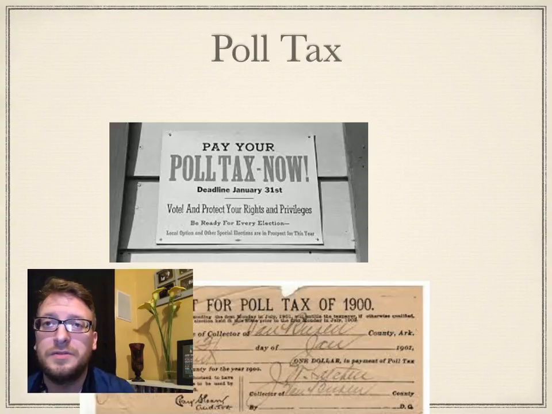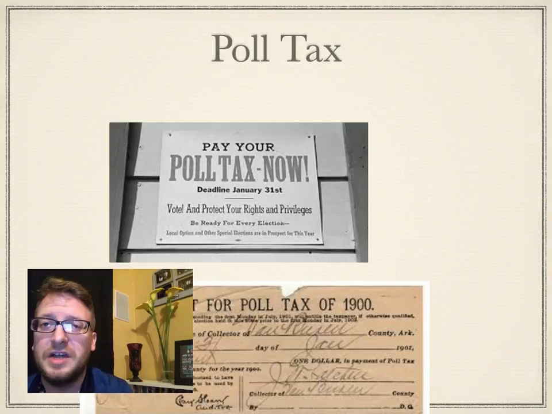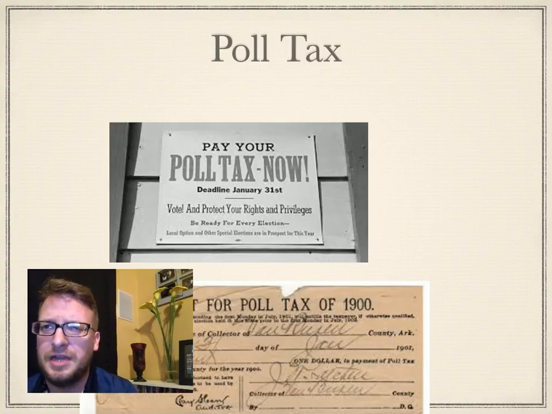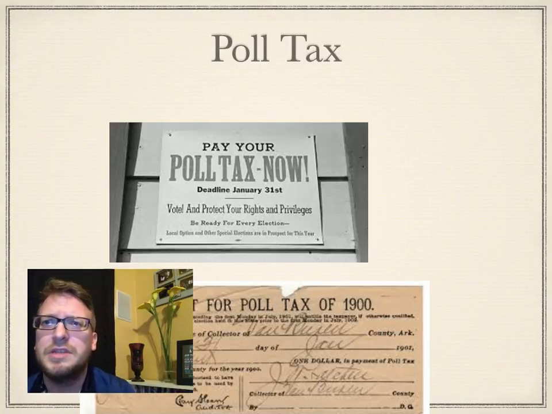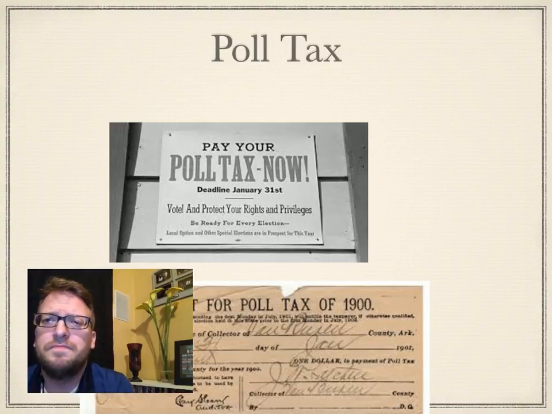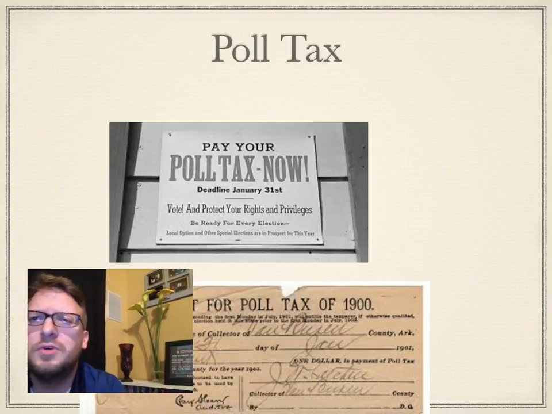Now the way they went about that was, first off, they had a poll tax. Now here we have pay your poll tax, and a receipt from a poll tax in the year 1900. In short, a poll tax is if you can't pay, you can't vote. They would charge somewhere in the neighborhood of maybe $1 to $1.25, which you go, well, that's not a big deal. That's like $10, $15 today. I mean, you would not have $10, $15 laying around. So, poll tax, there it is.